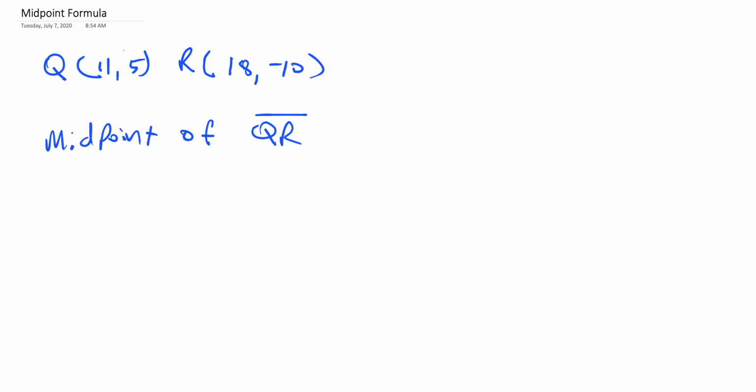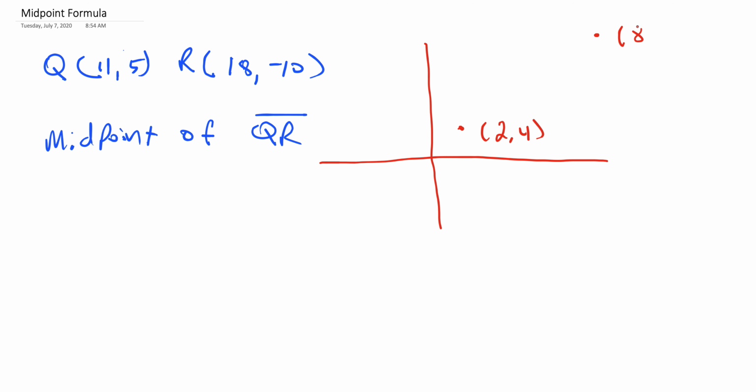Okay, so our goal is to find the midpoint of QR. For the midpoint formula, conceptually speaking, if you want to remember it, just think of drawing an XY axis right here, and let's use some pretend points right now. Let's use this point right here, (2, 4), and this point right here, (8, 10). Let's figure out what the coordinate of the middle of the line connecting those two points would be.